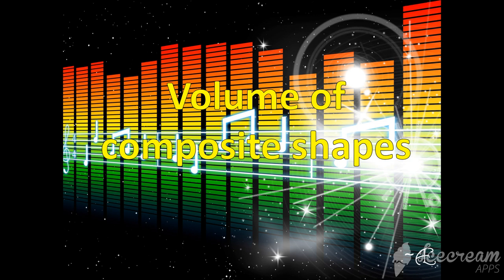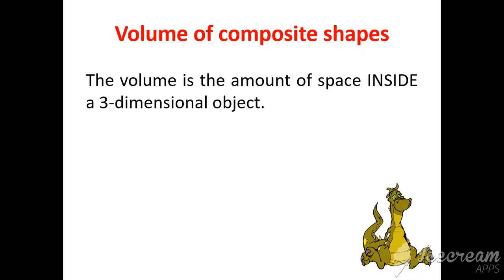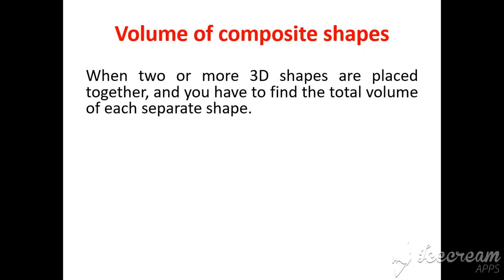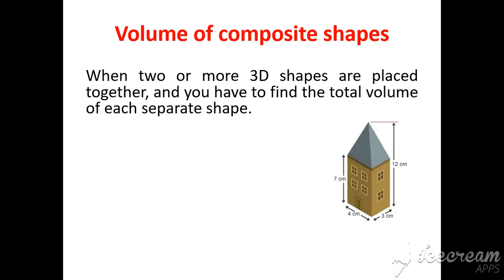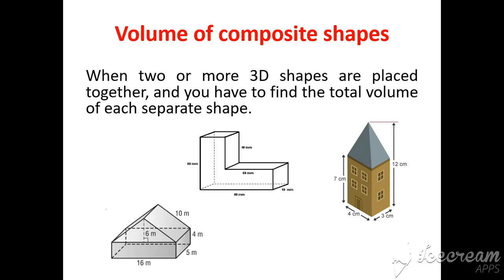We're going to chat about volume of composite shapes. Now, the volume is the amount of space inside a 3D object. When two or more 3D shapes are placed together, we have to find the total volume of each separate shape. So imagine some of these examples. These are all called composite shapes because they have all got two or more 3D shapes placed together.